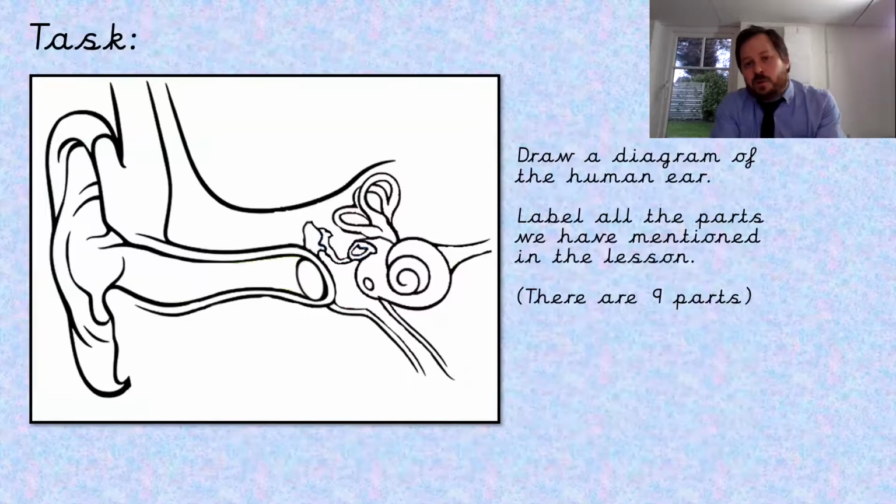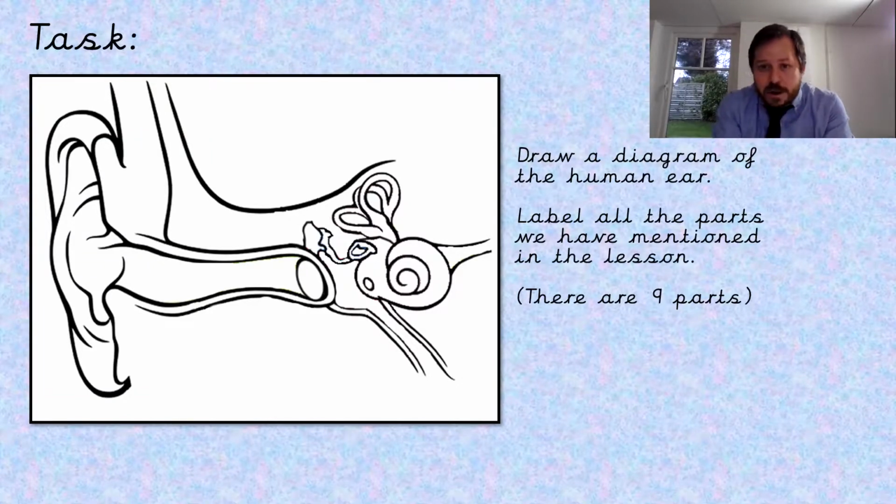So your task, I want you to draw a diagram of the ear. You can use this one as an example. And then I want you to label the parts we've mentioned in this lesson. Hint, there's 9 of them. If you can label them and write a small description of each, that would be brilliant.